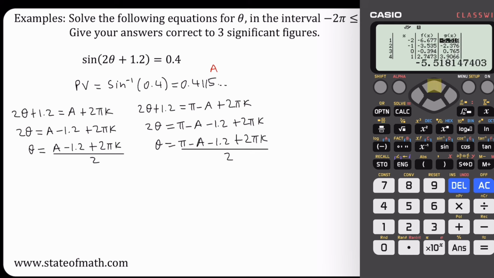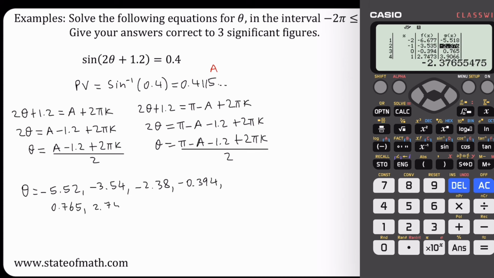I can see that the first solution is minus 5.52. So let me write this down, minus 5.52. Then I go down and to the left, it's minus 3.54. Then I go to the right, it's minus 2.38. And as I go through this, I see the next one is minus 0.394. Then it's 0.765. Then it's 2.75. And then 3.91. And finally 5.89. We've got a total of 8 solutions between minus 2 pi and 2 pi.